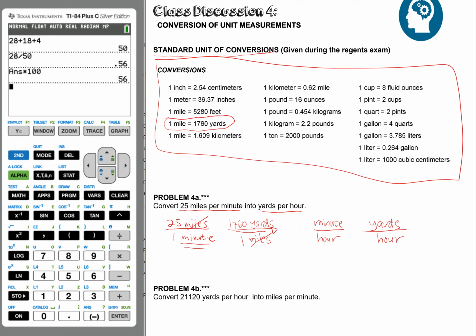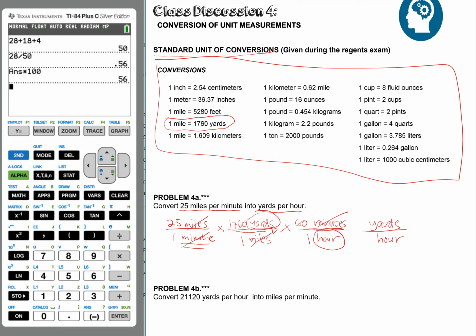This is not given in the Regents exam, but you should know the standard equivalent of minutes and hour. We know that 1 hour is equivalent to 60 minutes. So in this case, the minutes will be cancelled out. What's left now would just be yards and hour. And what you can do here is simply multiply this, and this will lead to yards per hour. So let's now multiply that.